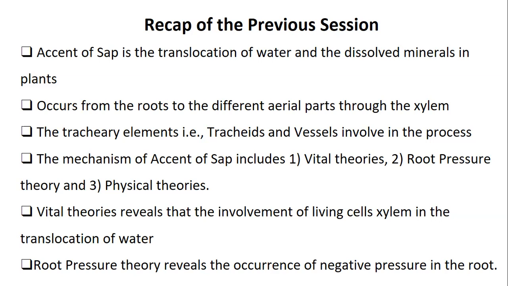In order to explain the mechanism of ascent of sap, three important types of theories have been proposed, namely the vital theories, root pressure theory, and physical theories. According to vital theories, the living tissue of the xylem is involved in the translocation of water. According to root pressure theory, the occurrence of negative pressure in the root region is responsible for the translocation of water.